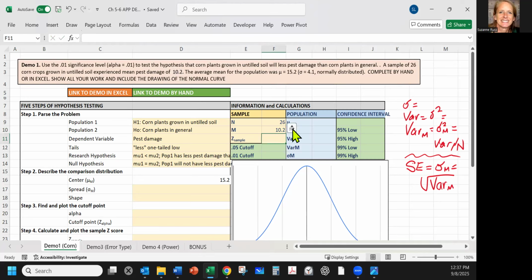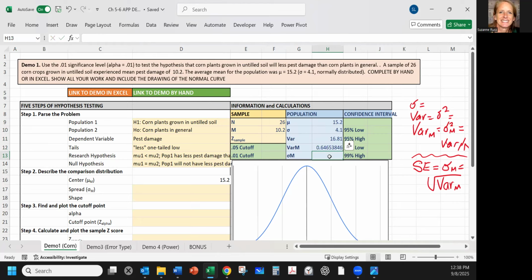We have to calculate Z. We're not ready for these yet. Let's go to mu, which is 15.2. And sigma given is 4.1. And so let's go ahead and calculate variance equals sigma squared. Let's calculate the variance for the distribution of means, sigma squared divided by n. There is a slower demo of this linked up here if that's helpful to you. And sigma for the distribution of means, or SE, is the square root of the variance for the distribution of means.